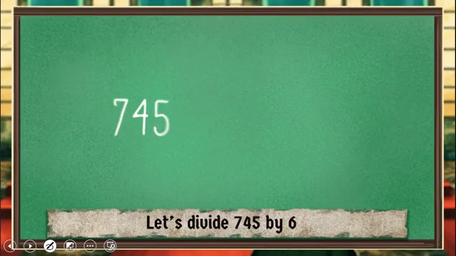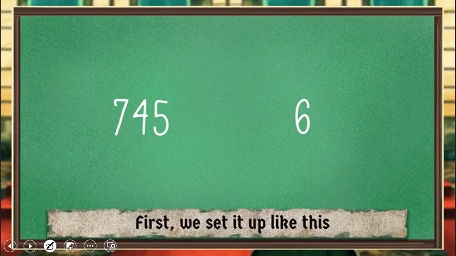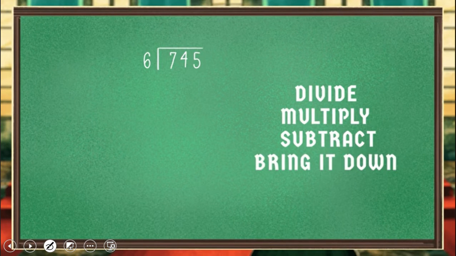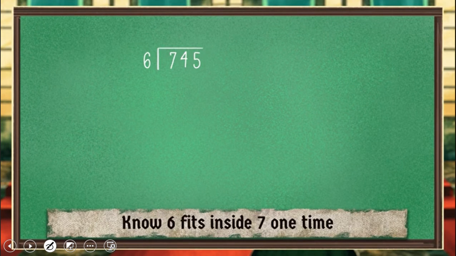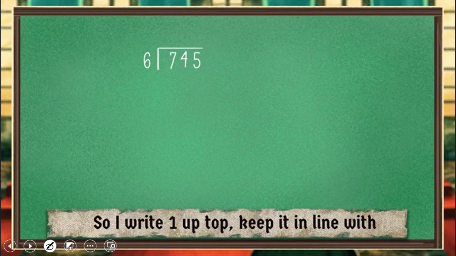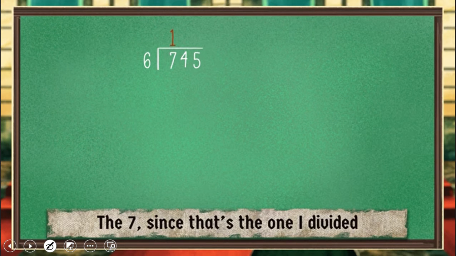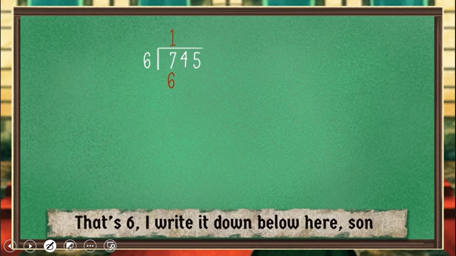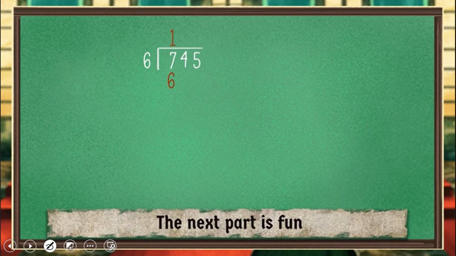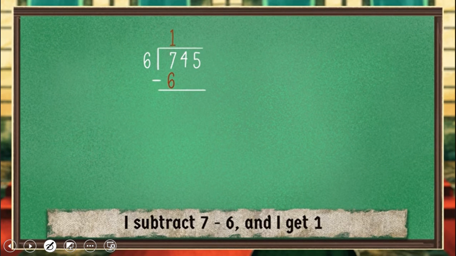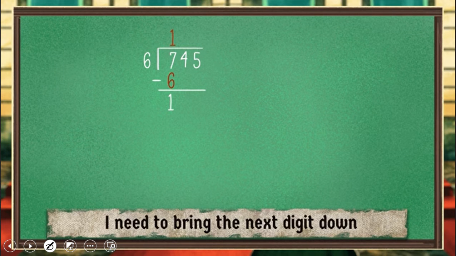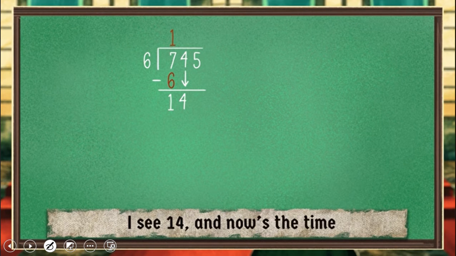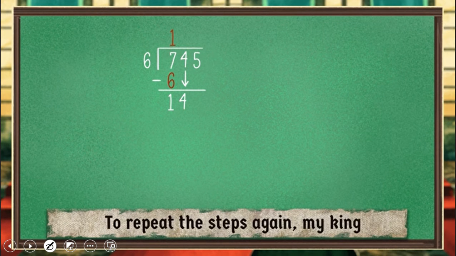Let's divide 745 by 6. First, we set it up like this. Then follow the steps for one digit now. Divide, multiply, subtract, and bring it down. I divide 6 into 7 first, and I know 6 fits inside 7 one time. So I write 1 up top and keep it in line with the 7. Since that's the one I divided, then I multiply 6 times 1, that's 6. I write it down below here, son. You call me son? The next part is fun. I subtract 7 minus 6 and I get 1. The party's not over now. I need to bring the next digit down. I bring the 4 down beside. I see 14. And now's the time to repeat these steps again, my king.